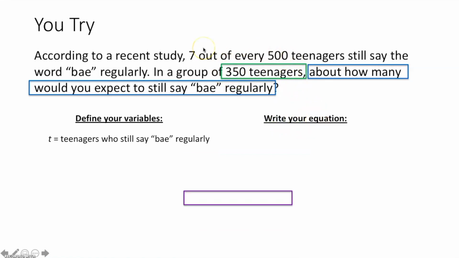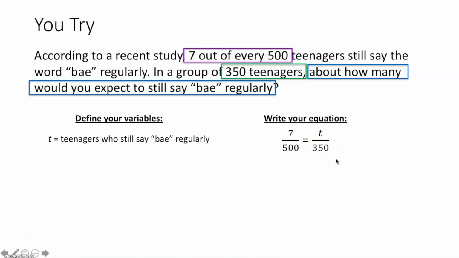We are also given that 7 out of every 500 teenagers say it. We want to know, based on that ratio, what would the amount of teenagers be in a group of 350 teenagers that would still say it? Oh, this is looking like a proportion problem. So we're going to go 7 out of every 500, so 7 over 500 is equal to T, the number of teenagers who still say "bay," over the total, which is 350.